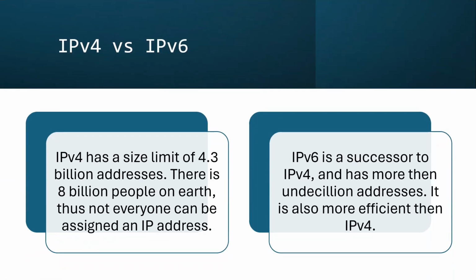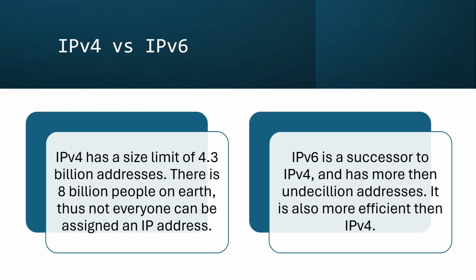So this is what I want to explain: IPv4 versus IP version 6. IP version 4 has a size limit of 4.3 billion addresses. This is a big problem because at the moment there are 8 billion people on Earth. Thus, not everyone can be assigned an IP address. So this is where IPv6 comes into play.